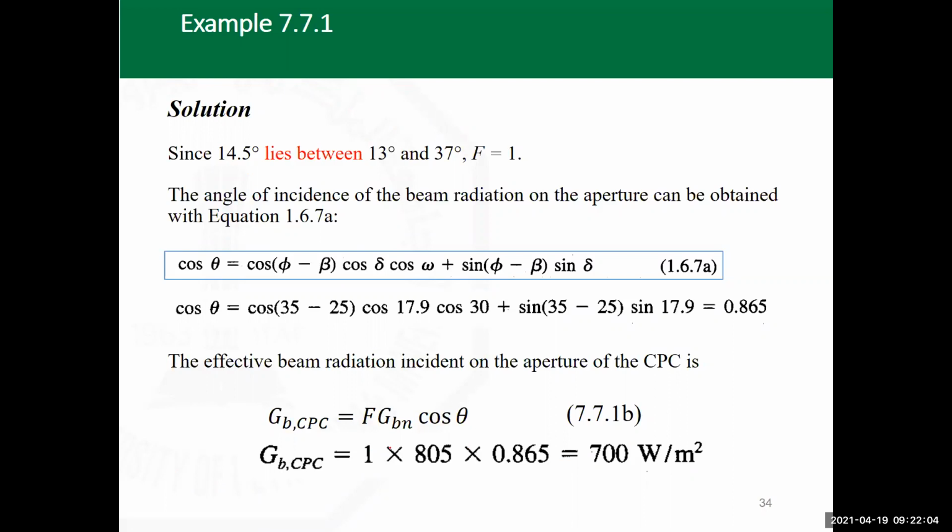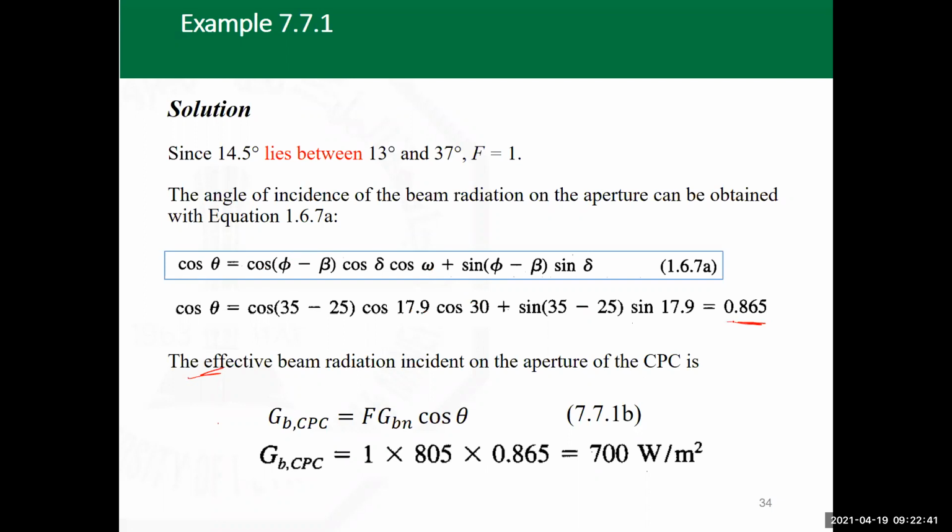Then we need to calculate the value of cosine theta, which is the incident angle. We go back again to chapter 1 to get it. Phi is the latitude of the place, which was specified as 35 here. Beta, again, is the inclination to the horizontal, delta is the declination angle, and omega is the solar hour angle. Accordingly, you calculate the value of cosine theta as 0.865.